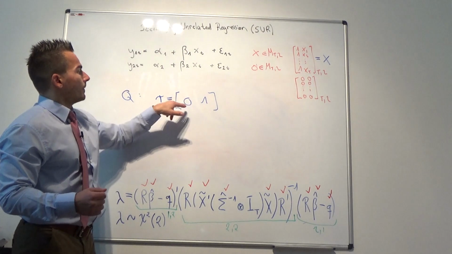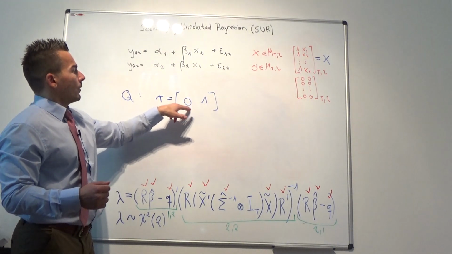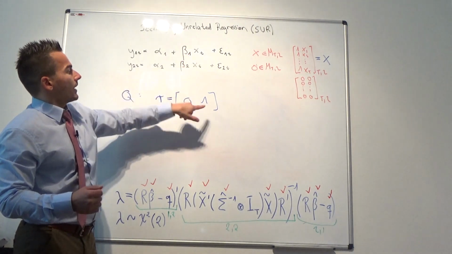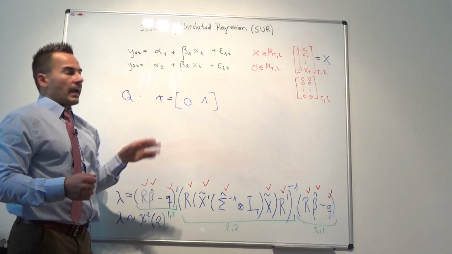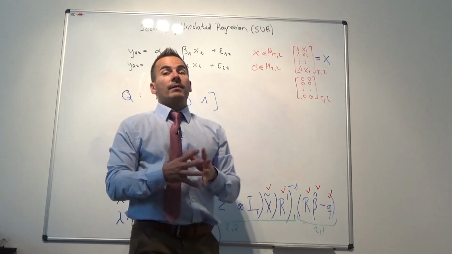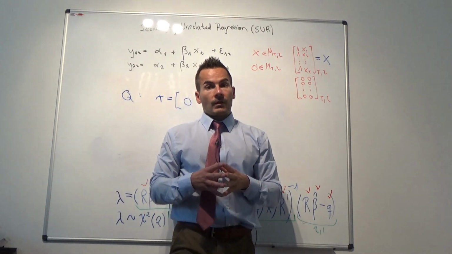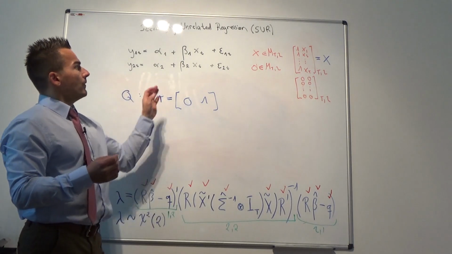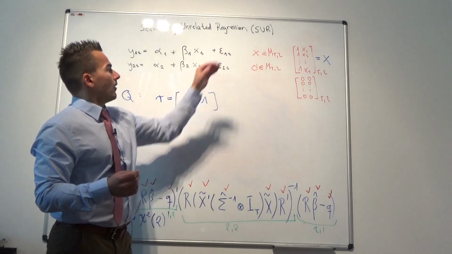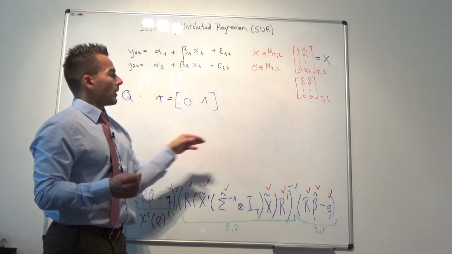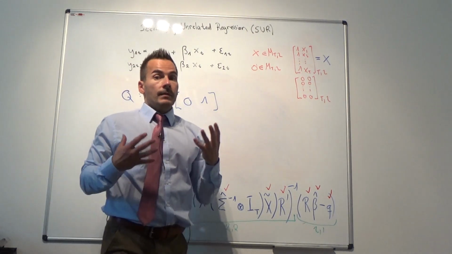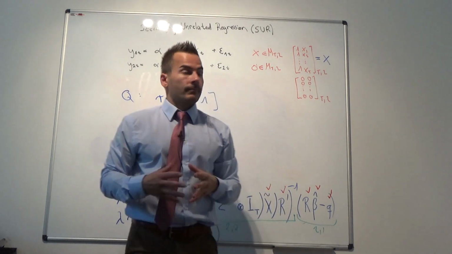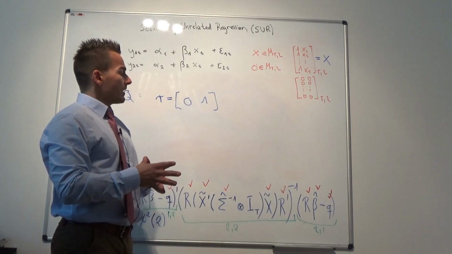Now it's a 1 by 2 vector where the first element is 0 and the second element is 1, because we're interested in this guy here. So everything else from our derivation remains the same. You can also think about how to extend this model. If you have more regressors, obviously this guy here becomes larger and the other matrices need to be defined or redefined accordingly. So this is something that you might think about.